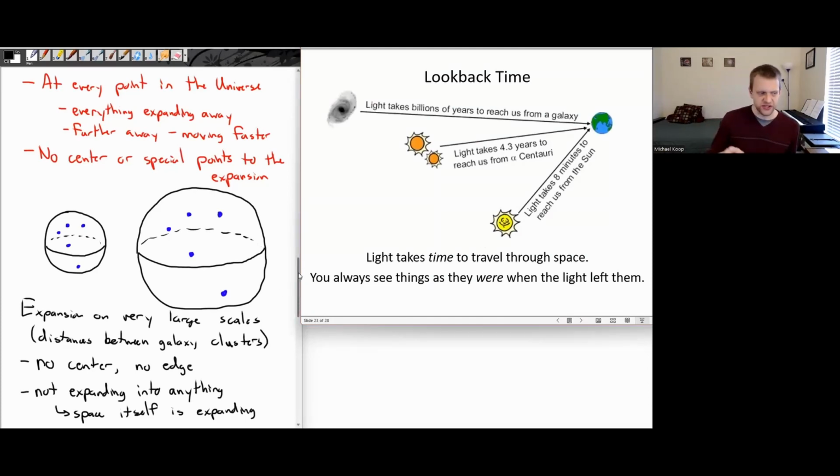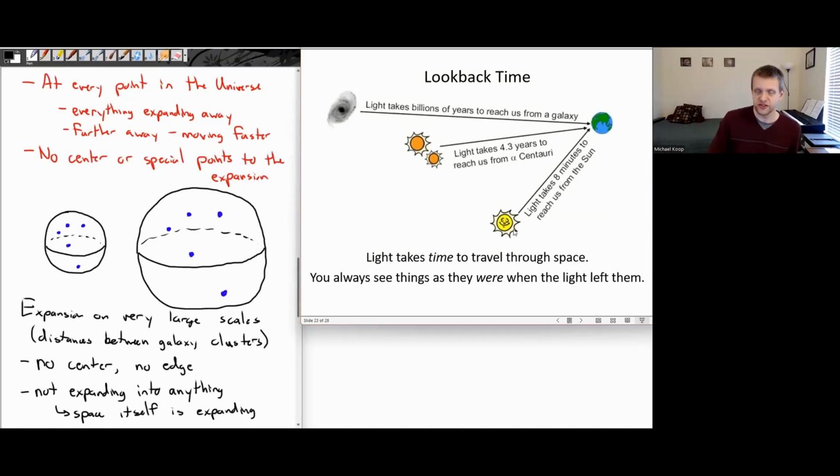So how does this cause that redshift effect? How does this expansion of space cause it to look like the light from those galaxies is redshifted and those galaxies are moving away from us? Well, let's revisit this idea of look back time.